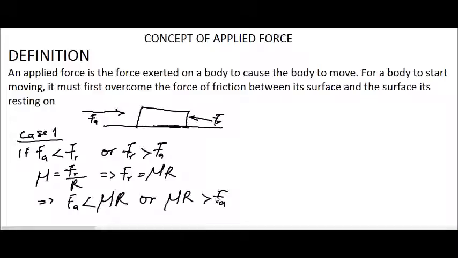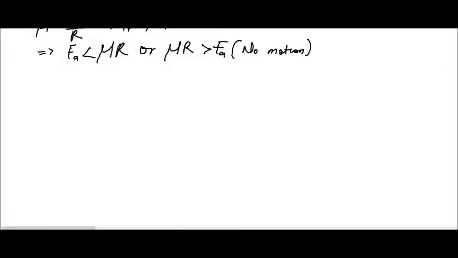That one is case one. That one is very simple. So what will happen? Of course you can easily conclude that if the applied force is less, this body will not move. So we can say no motion. So that is case one.